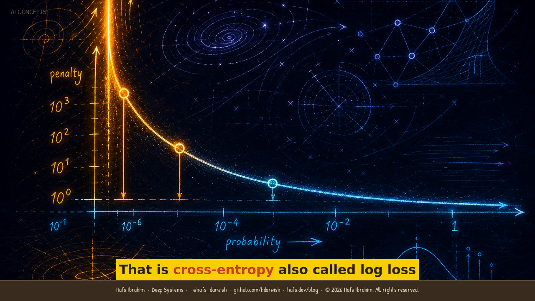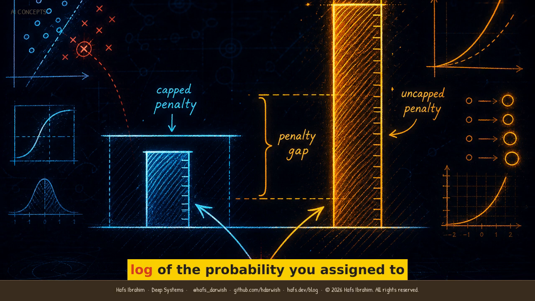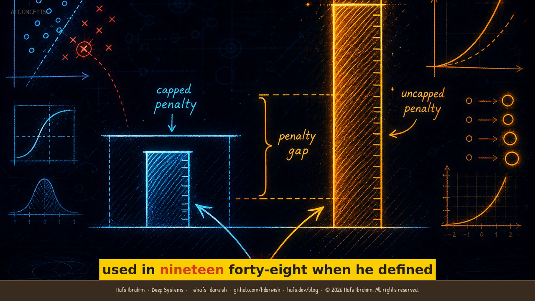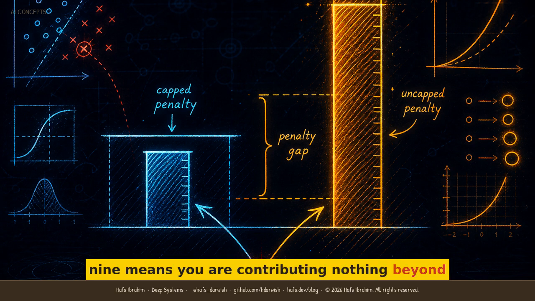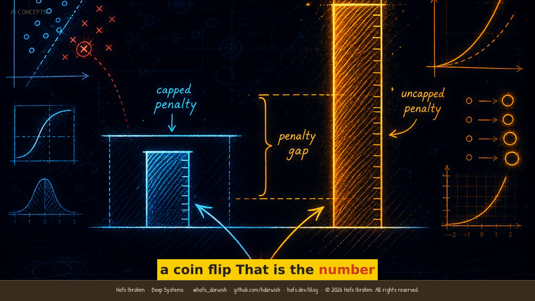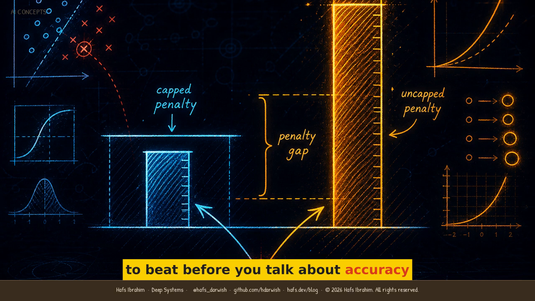That is cross-entropy, also called log loss. For a single example, it is minus log of the probability you assign to the true outcome. Averaged over your data, it is one number that measures how surprised your model is by reality, surprise measured in the same units Claude Shannon used in 1948 when he defined information. A loss of 0.69 means you are contributing nothing beyond a coin flip. That is the number to beat before you talk about accuracy.